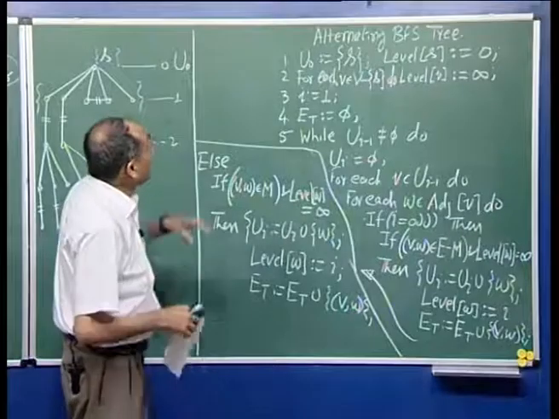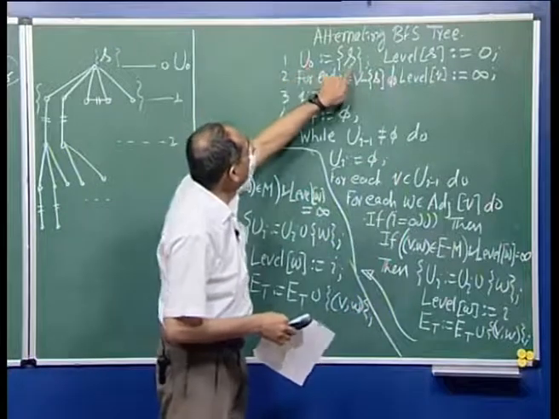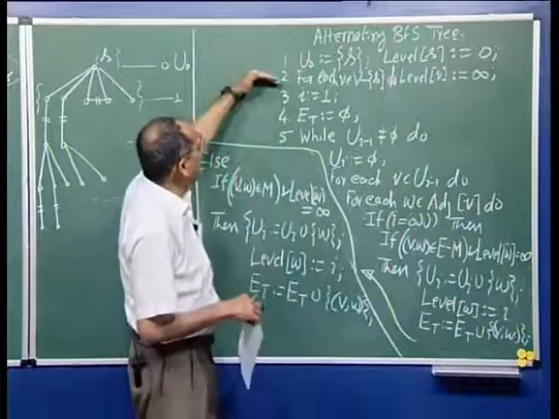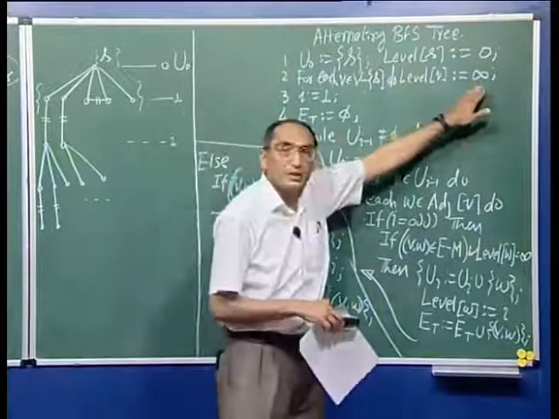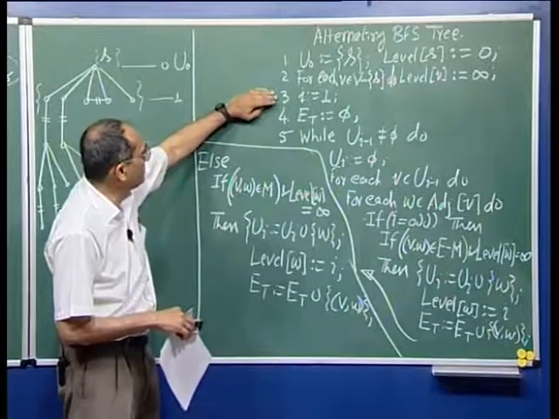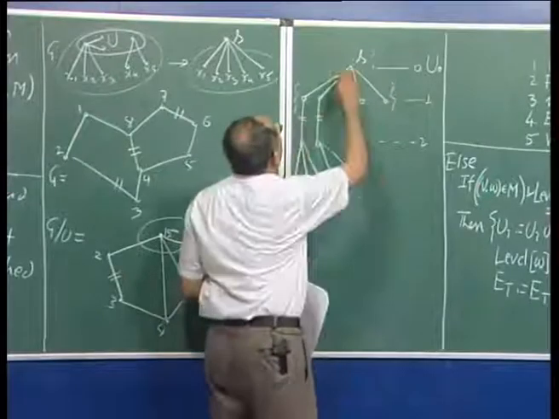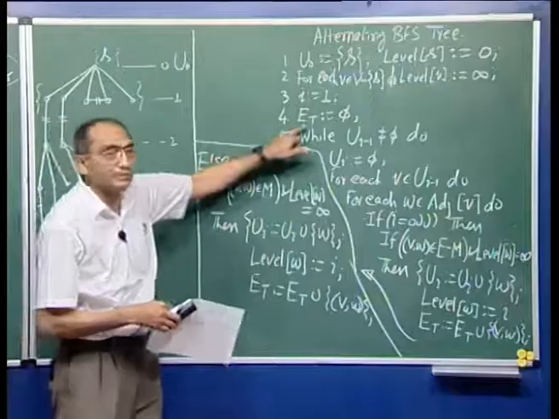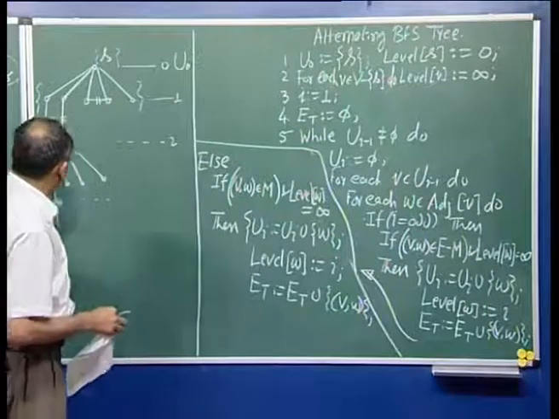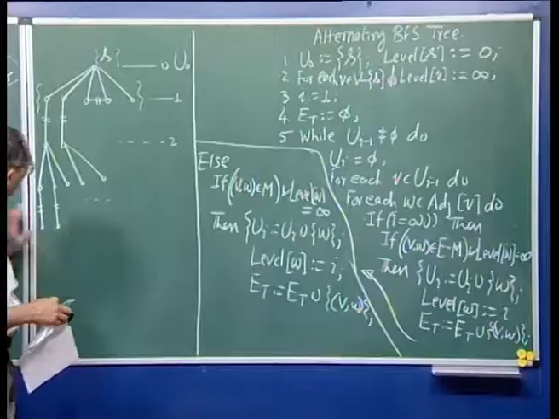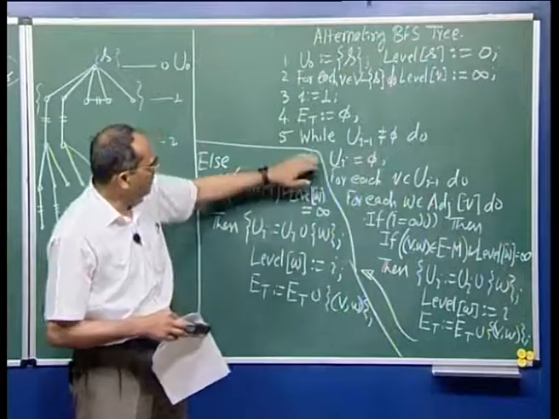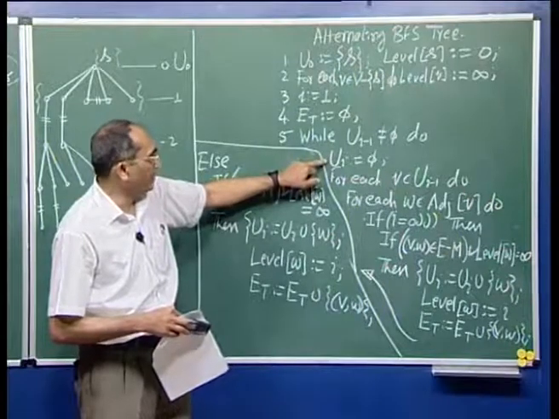So, the first statement is that we just set U0 to the singleton S and set the level of S to 0. And for every other vertex, set the level to infinity. And then we begin from i equal to 1 onwards. Now, in the process, all the tree edges we will store into a set called ET. So, we initialize it to empty set. Now, as long as the previous level is non-empty, we will continue to compute the next level. So, if U(i minus 1) is non-empty, then I initialize Ui to be empty.